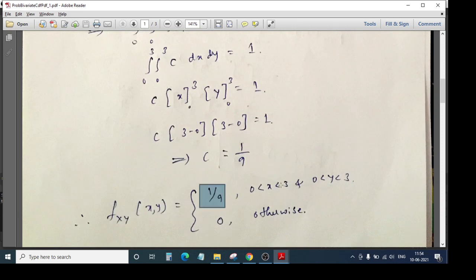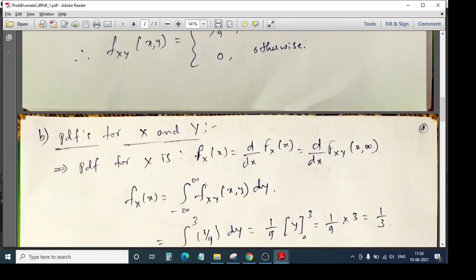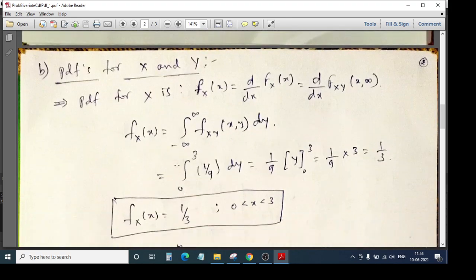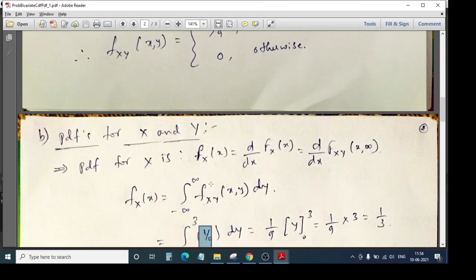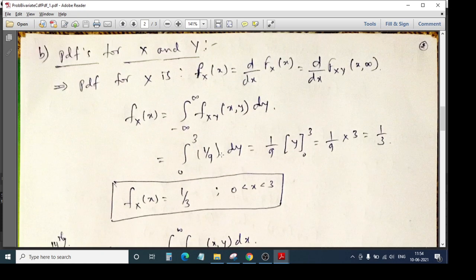And where is it 1 by 9? In the range of 0 to 3 for x, in the range of 0 to 3 for y. So use the same limits, that is in the range of 0 to 3. Why only one limit? Because we are interested in finding only a marginal PDF. So the value of fxy is nothing but 1 by 9, and with respect to dy. So once you integrate, 1 by 9 would be taken outside.